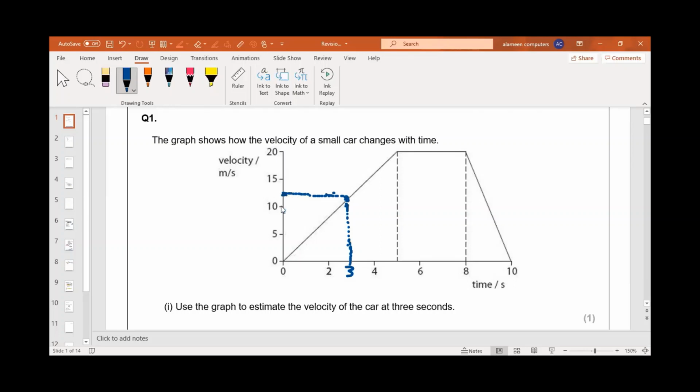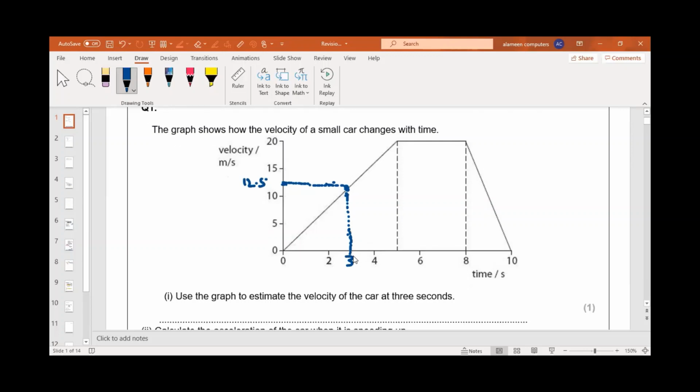And accordingly, roughly you can identify what the value is, right? It's between 10 and 15. So what should the value be? It looks like about 12.5 to me, according to what I have done. So I'll go for 12.5 meters per second.